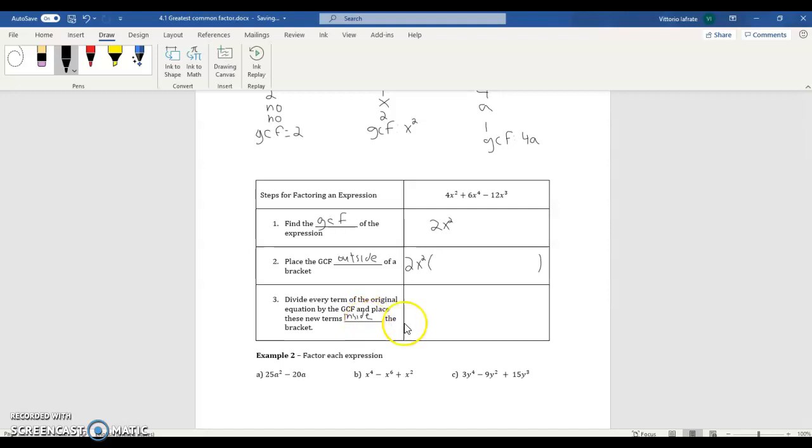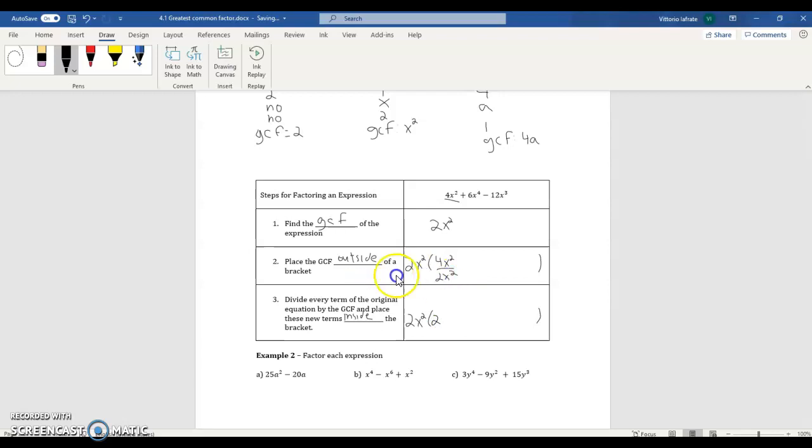So I'm going to carry the work out to show you what that looks like. We have 2x squared here. That's our greatest common factor. And I'm going to show you how we're going to get the terms inside the bracket. So initially, we had 4x squared. So what I'm going to do is I'm going to do that 4x squared divided by 2x squared, because I'm taking it out. I'm factoring it out. So 4 divided by 2 is 2. Then x squared over x squared.